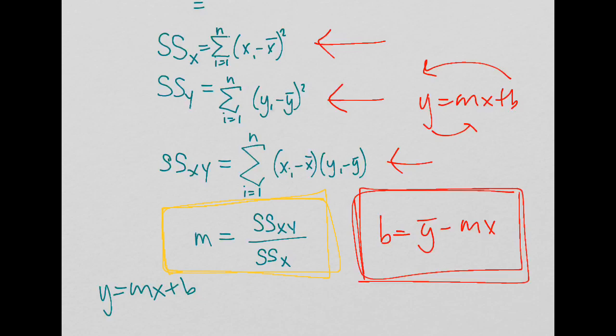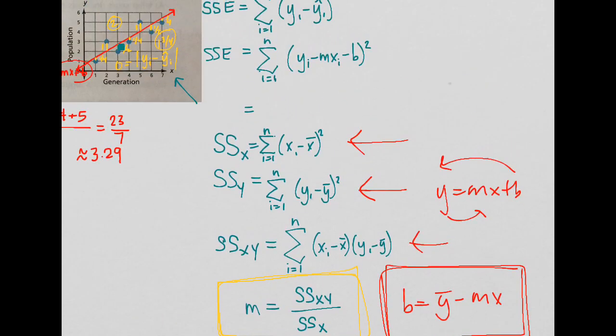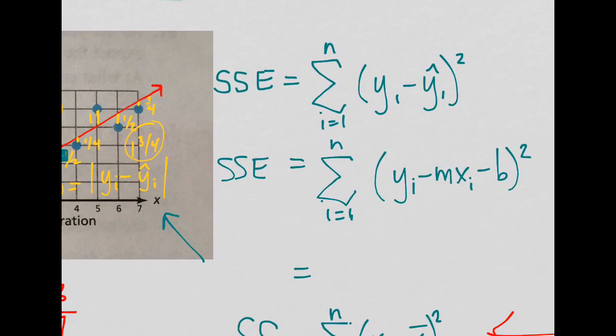All right. Now, again, the goal is that this whole thing up here, the SSE, you want your error to be equal to 0. In an ideal world. Now, is it always equal to 0?